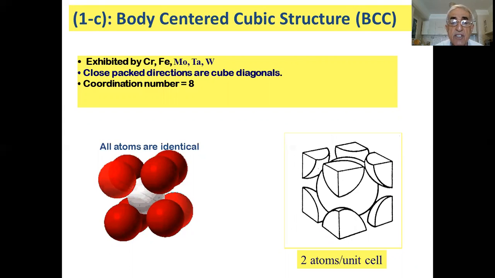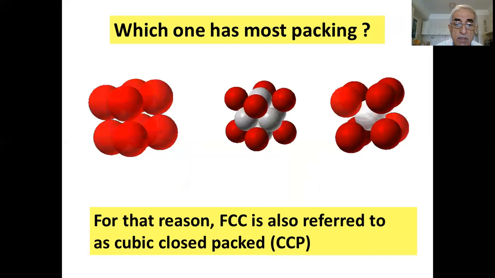Body-centered cubic structure, BCC, is exhibited by metals like Cr, Fe, Mo, Ta, and W. Close-packed directions are cubic diagonals. Coordination number 8. All atoms are identical, so 2 atoms per unit cell. Which one has the most packing in these 3 figures? For that reason, FCC is also referred to as cubic close packed, CCP.